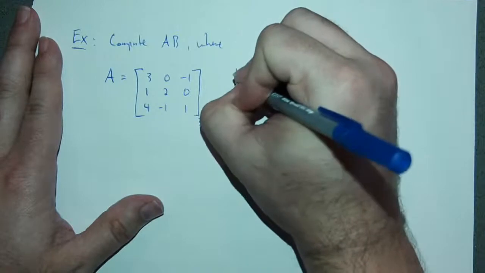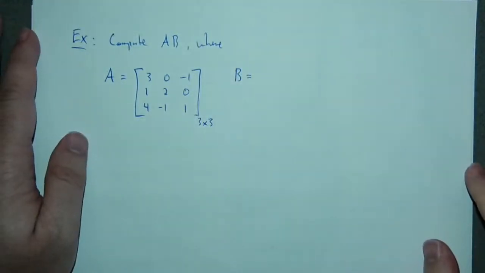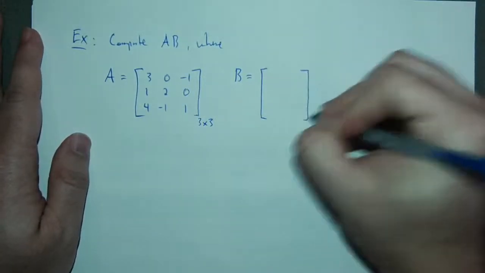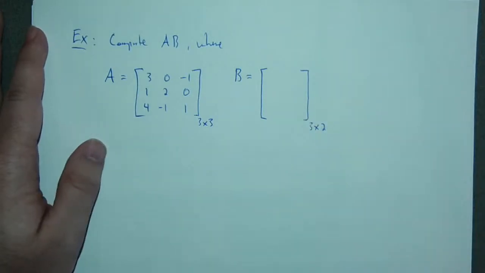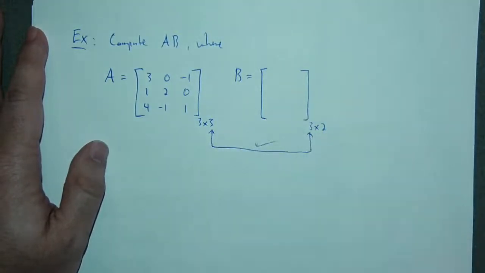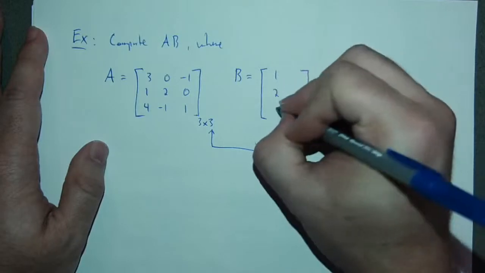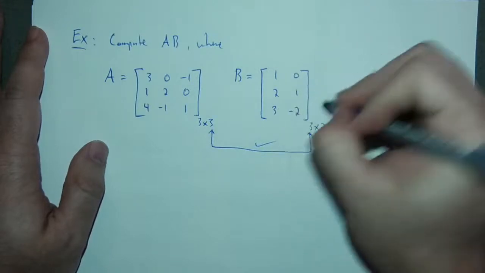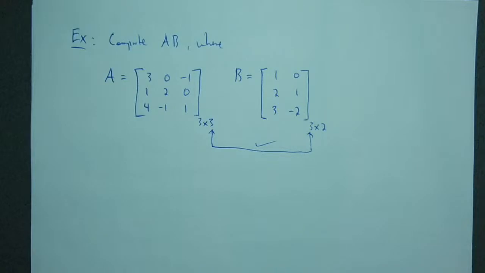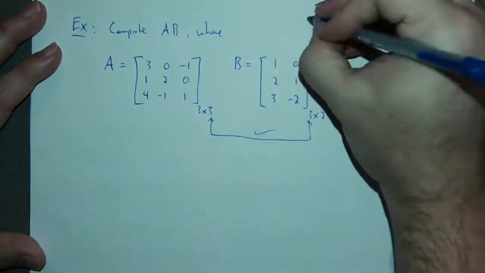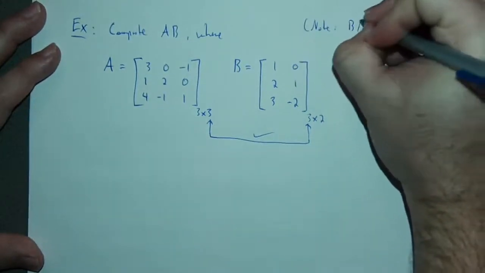And B, what size do I want B to be? Let's make it a 3 by 2. We would still be able to multiply here. What would the result be? These have to match, so that's good, and the result would be a 3 by 2. What do I want B to be? Let's say column-wise, 1, 2, 3, 0, 1, minus 2. All right, so here are our two matrices, and I want to find AB. Now, note, BA is not defined.